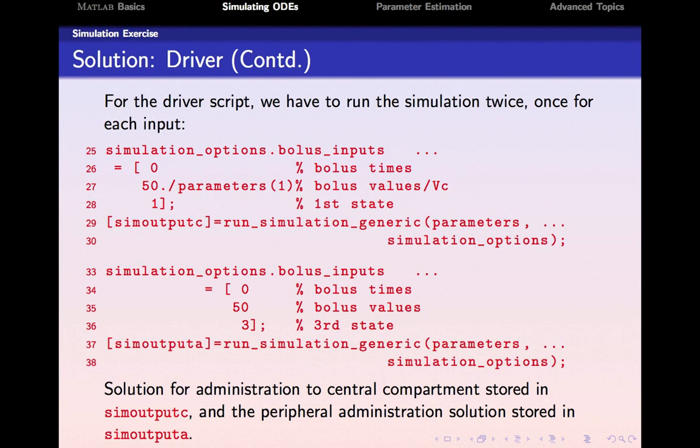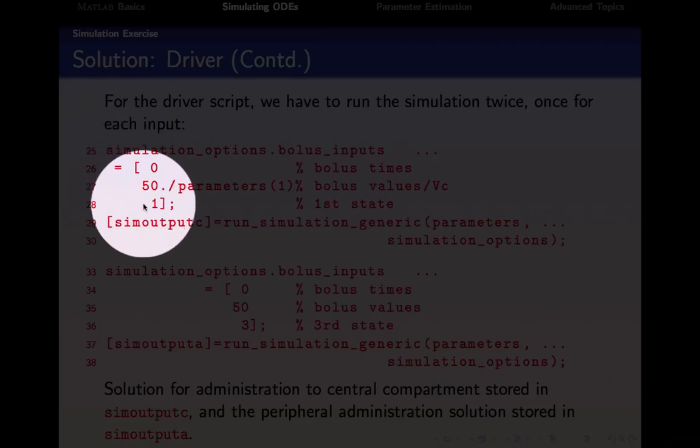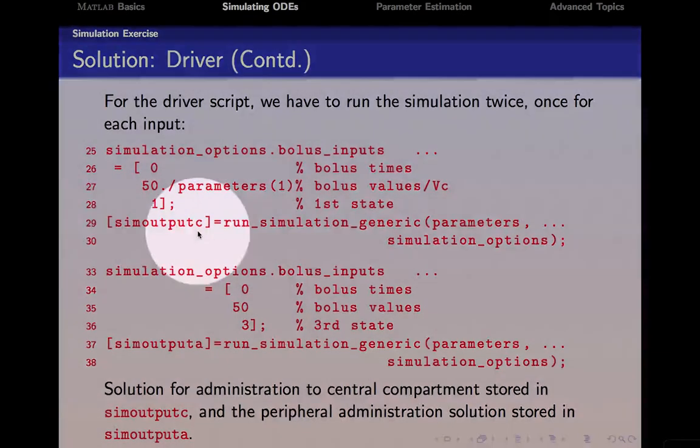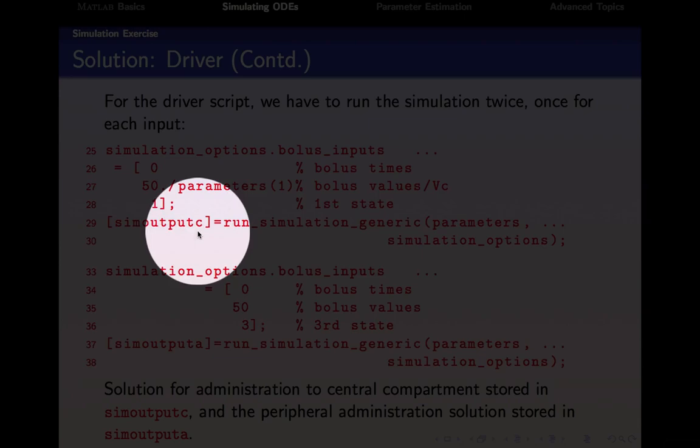Next, what we're going to do is specify our bolus inputs. We specify our bolus inputs for administration into the plasma compartment, which is state 1. And we run that simulation, and we store that in sim output C for central compartment.